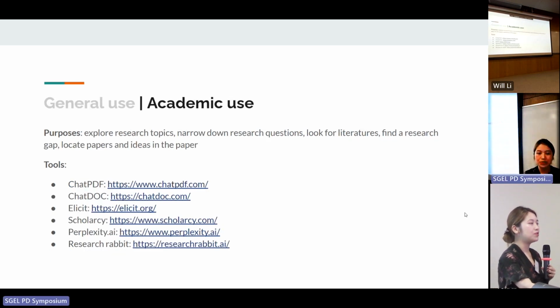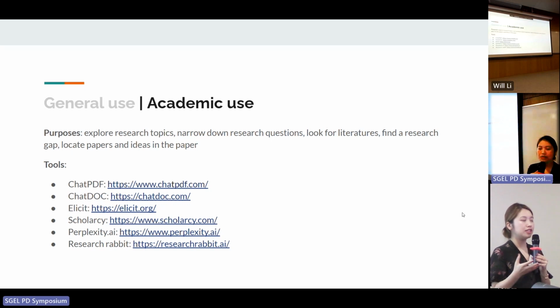Okay, for academic use, for educators and researchers, the purposes of using Gen AI tools for research include these: explore research topics, narrow down research questions, look for literature, find a research gap, locate papers, and so on. And here's a list of tools, also free, so that you can try them out.